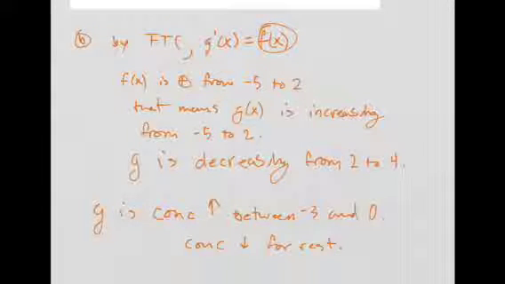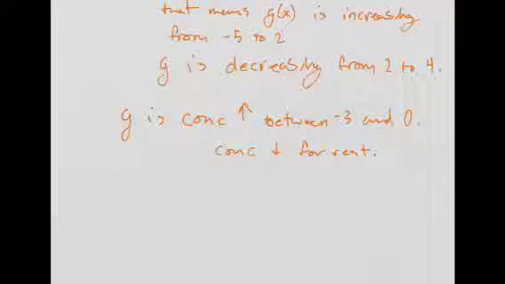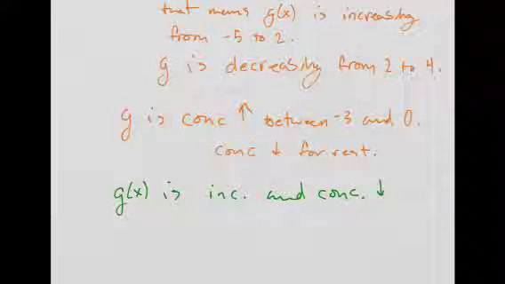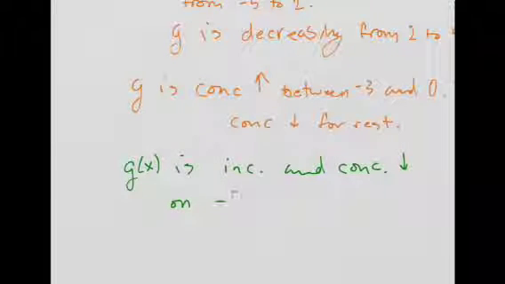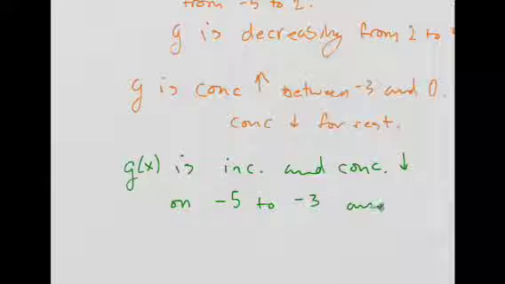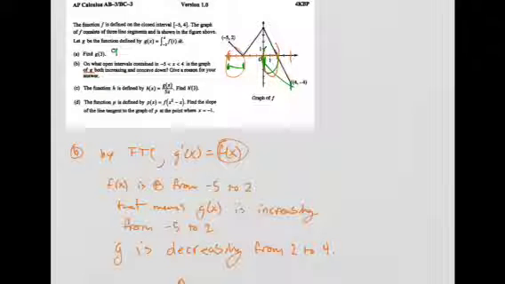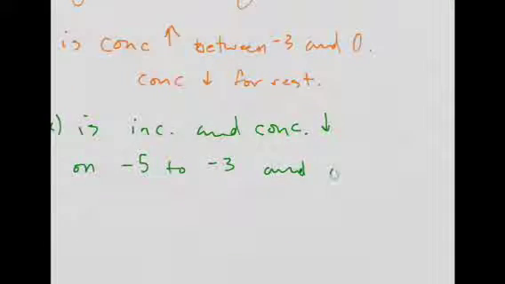So what are those intervals? So G of X is increasing and concave down on -5 to -3, and 0 to 2.